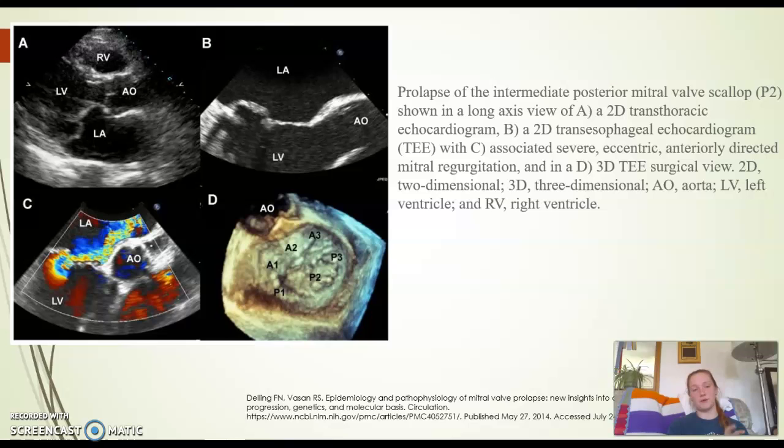So this is a couple pictures that show kind of what different diagnostic tests look like. You have a 2D echocardiogram, that's A. You have a transesophageal echocardiogram, TEE. You have a 3D TEE surgical view and a 3D three-dimensional view of the valves. So especially with C, you can see the blood flow and where there's regurgitation.